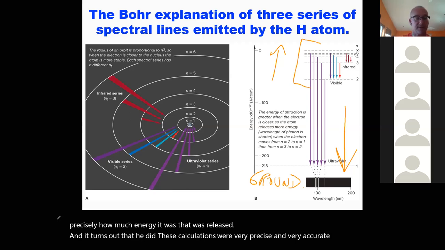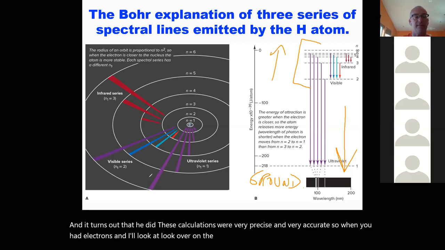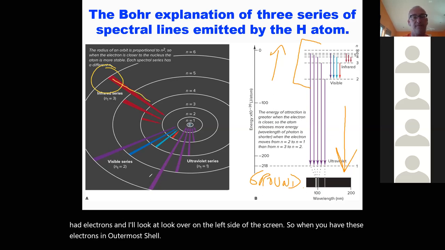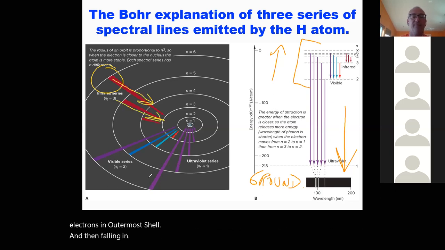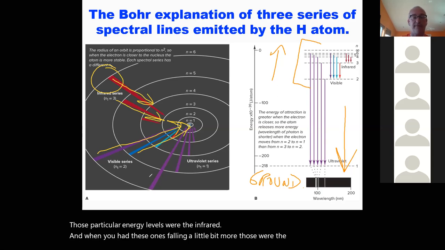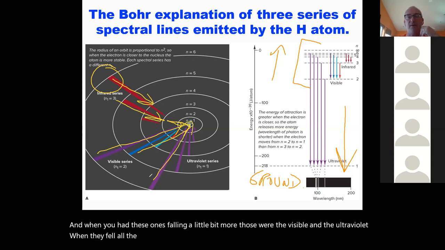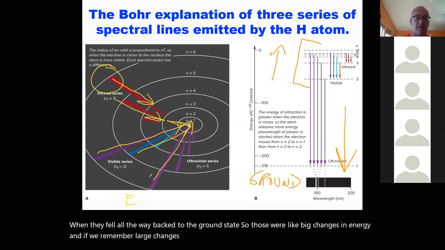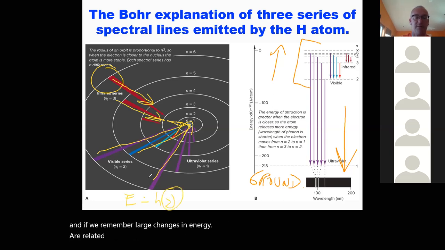So when you had electrons, and I'll look over on the left side of the screen, when you have these electrons in an outermost shell and then falling in, those particular energy levels were the infrared. And when you had these ones falling a little bit more, those were the visible. And the ultraviolet, when they fell all the way back to the ground state. So those were big changes in energy. And if we remember, large changes in energy are related to large changes in the frequency. And so high energy means high frequency.